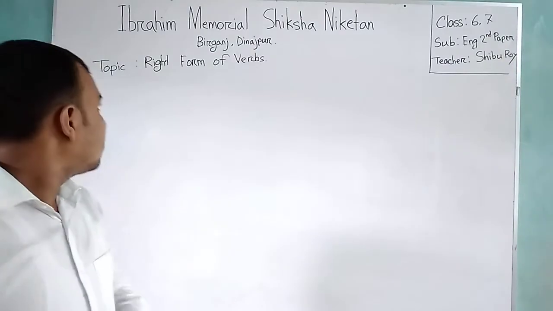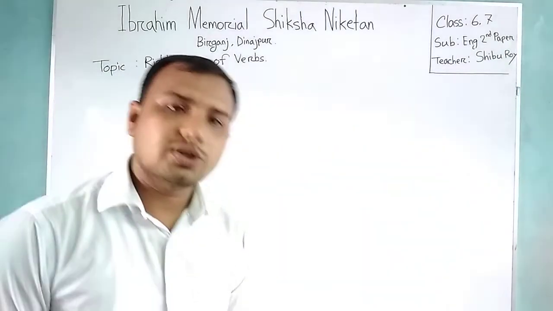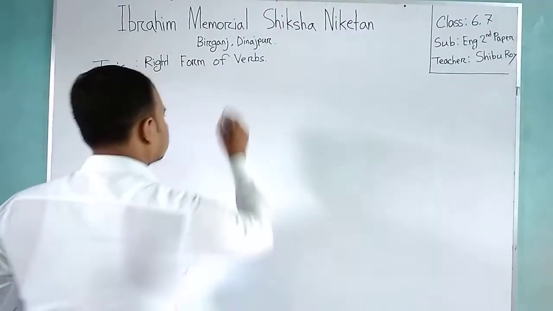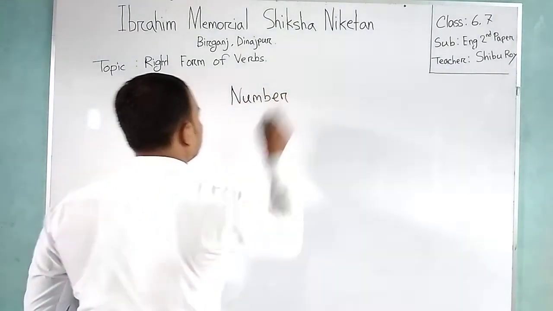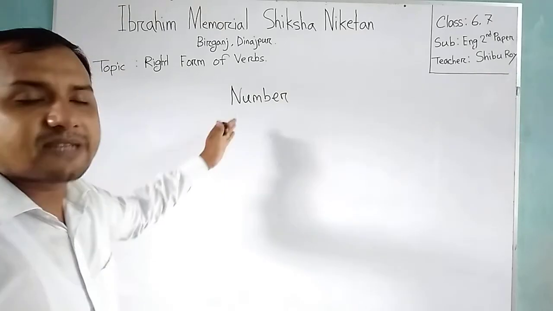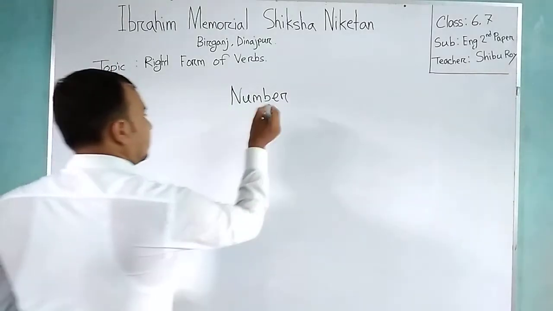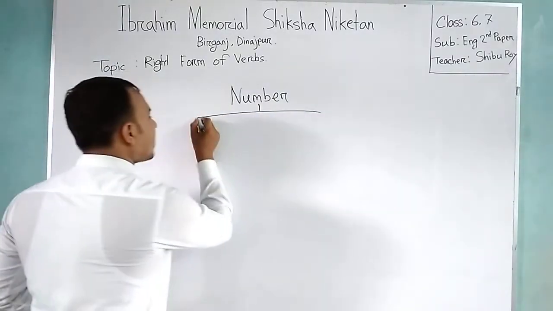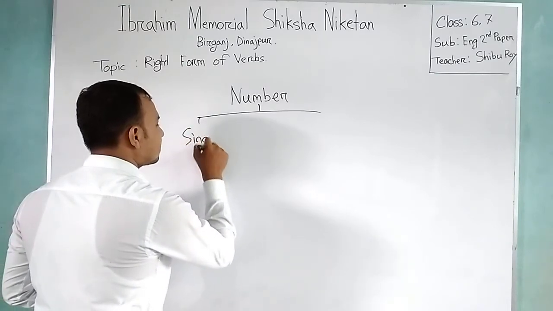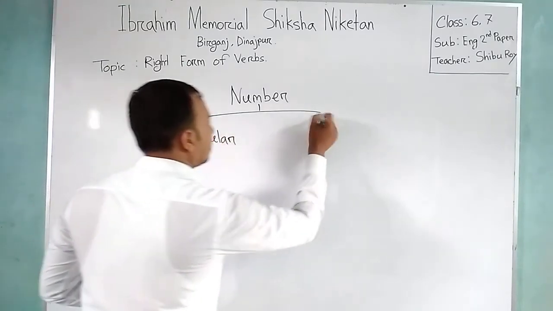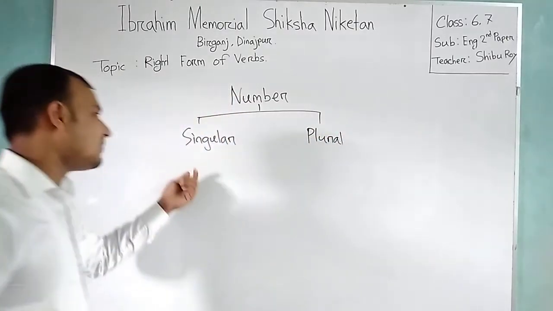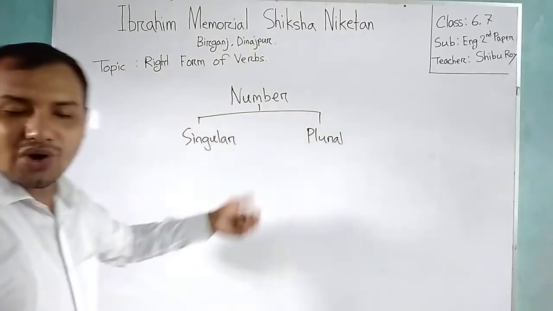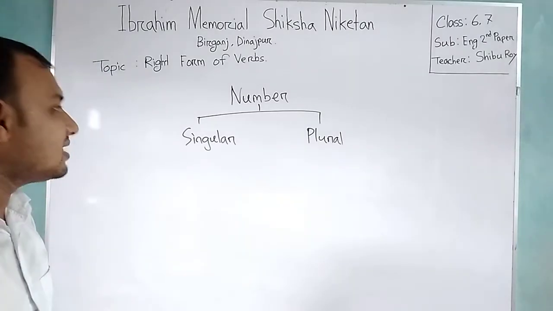To do the right form of any kind of verb, we have to know about number. You are very much familiar with this subject, the number. We know that number is of two kinds. First one is singular and later one is plural. You are very much familiar with those two words, singular and plural.